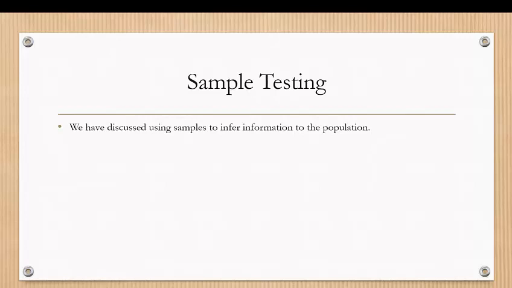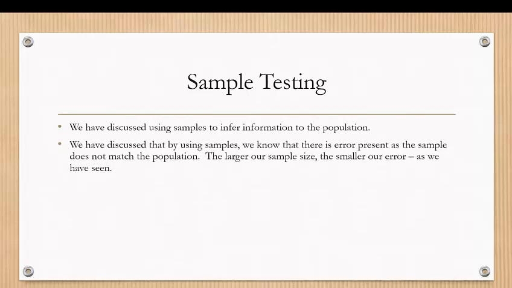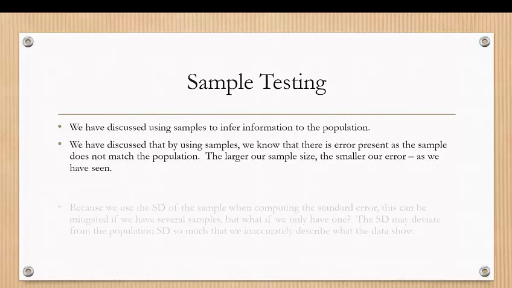we have discussed using samples to infer information to the population. That's the whole point of what inferential statistics is about: we have looked at our population and we're trying to infer what we believe our population parameters are from our sample statistics. So we have discussed that by using samples we know that there is error present, as the samples do not match the population exactly. The larger our sample size, the smaller our error, as we have seen.